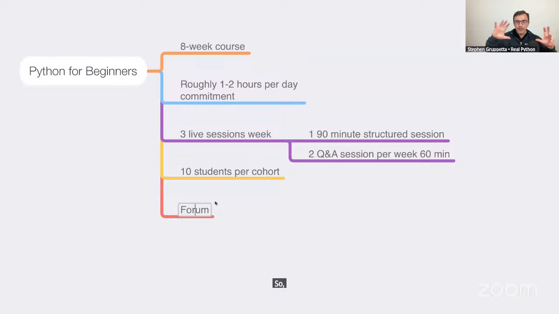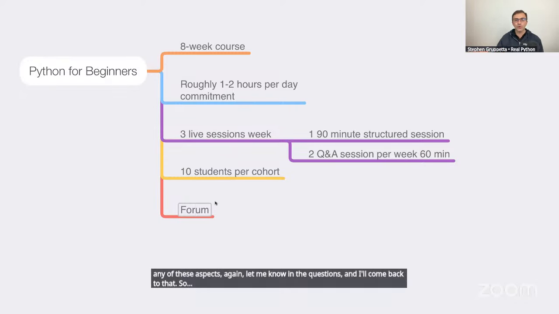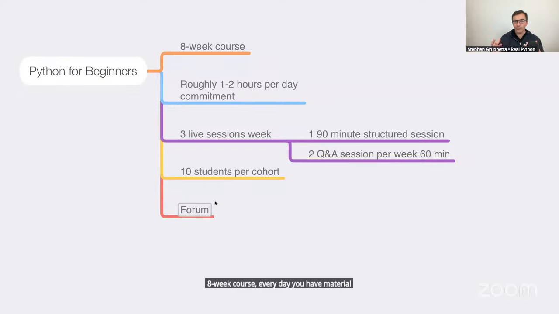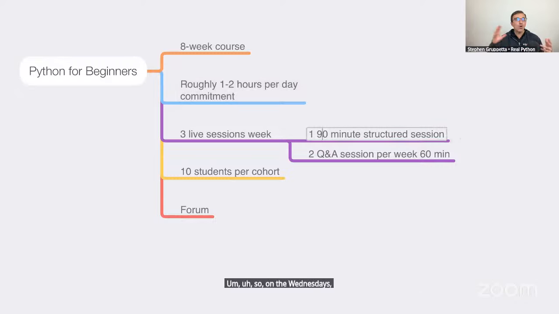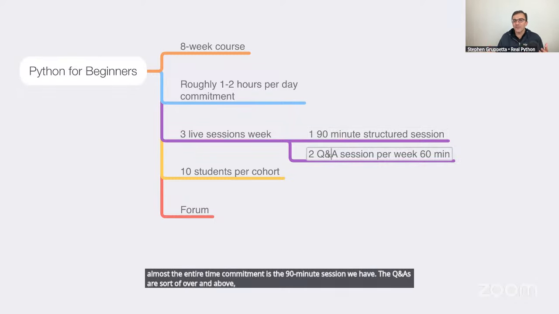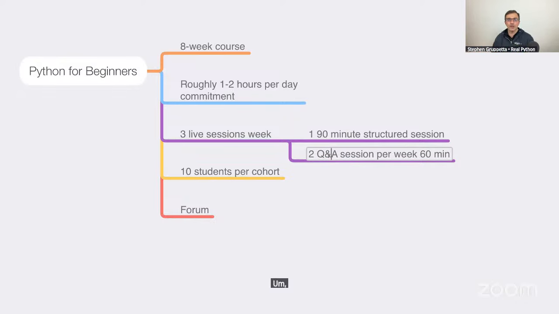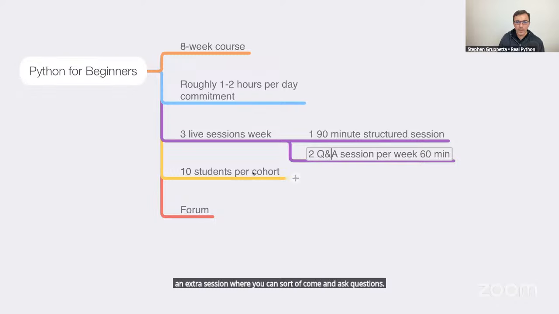So I think I've covered what the course looks like there. If anyone wants me to go through any of these aspects again, let me know in the questions and I'll come back to that. So 8-week course, every day you have material that you can cover in your own time. 3 times a week we'll also meet live. By the way, on the Wednesdays when we have our 90-minute session, on most Wednesdays you won't actually have extra material. So on the Wednesdays, almost the entire time commitment is the 90-minute session we have. And the Q&As are sort of over and above, right? So you still have material to cover, but the Q&As are an extra session where you can come and ask questions. Small groups with a forum.